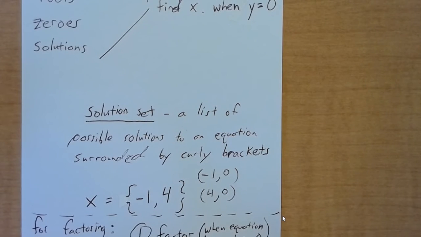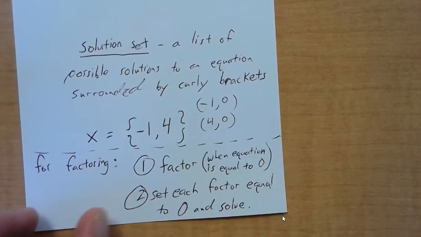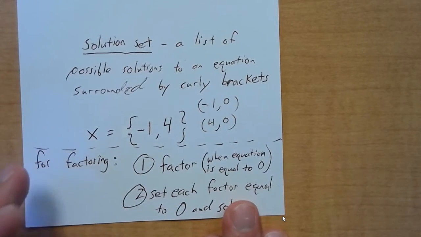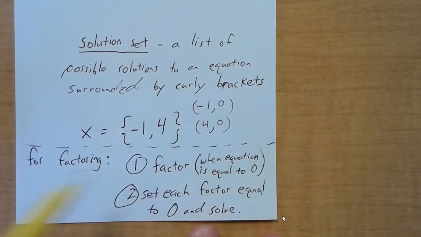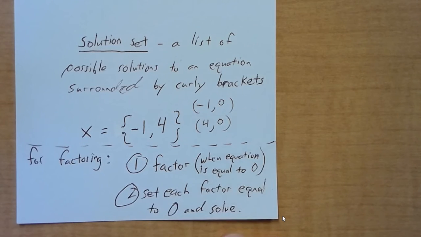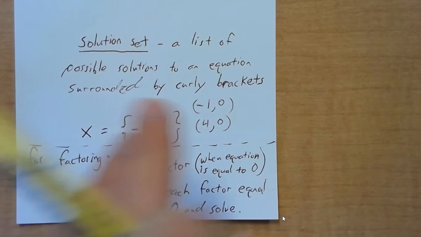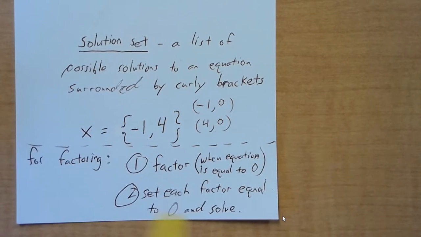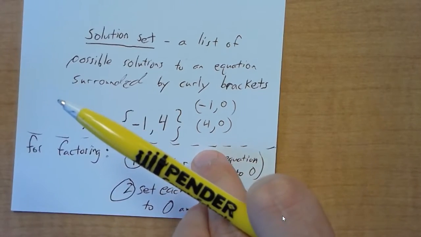Okay, and now the general strategy for solving by factoring. First step is factor, making sure that you factor when the equation is equal to 0, and then you can set each factor equal to 0 and solve for x. So let me explain why that is. We already know how to factor, so let me just explain step number 2 and how that works.